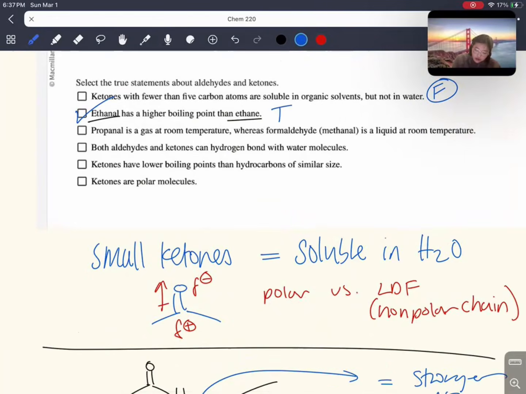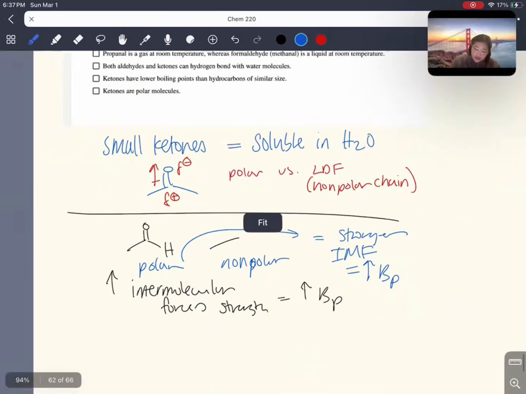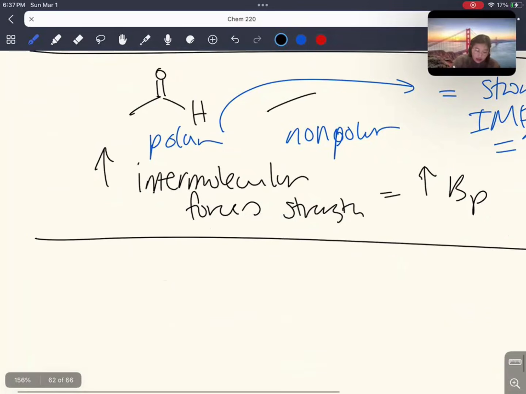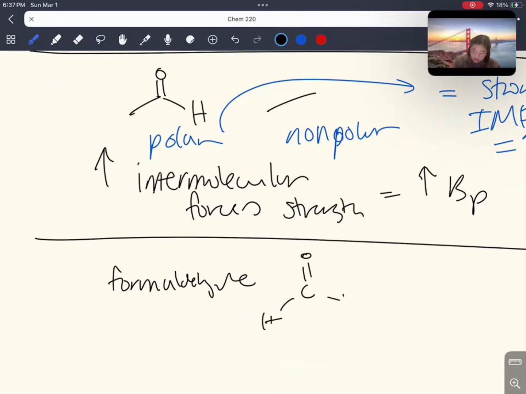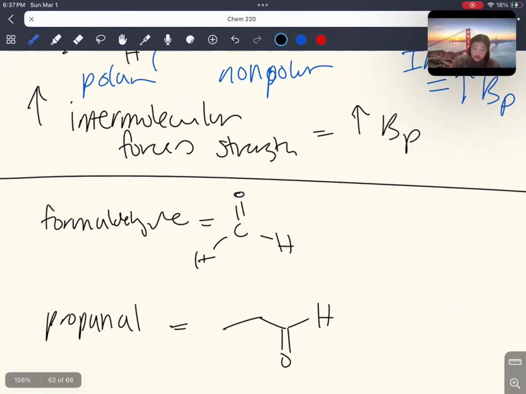The third statement is propanal is a gas at room temperature, whereas formaldehyde is a liquid at room temperature. So let's take a look at what these molecules look like. Formaldehyde looks like this, and propanal looks like this. And so the question is stating that formaldehyde is a liquid and propanal is a gas. Looking at these molecules, how do we know if something is going to be a liquid or a gas at room temperature?